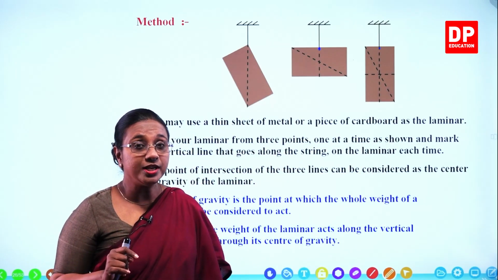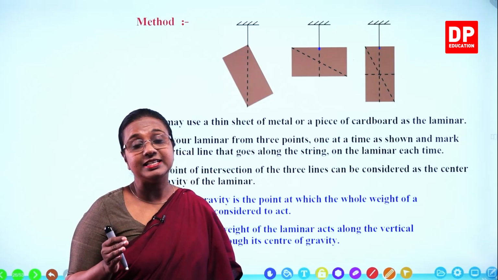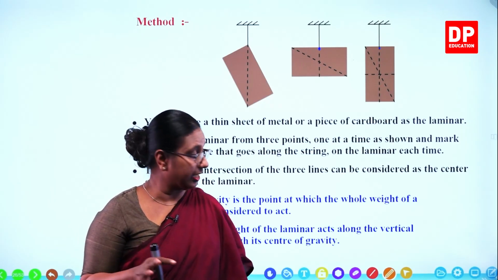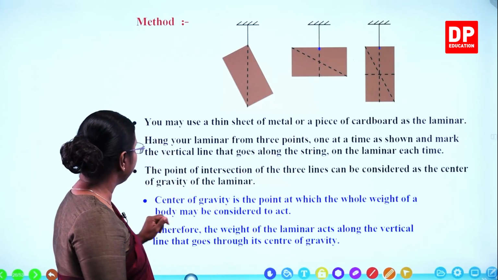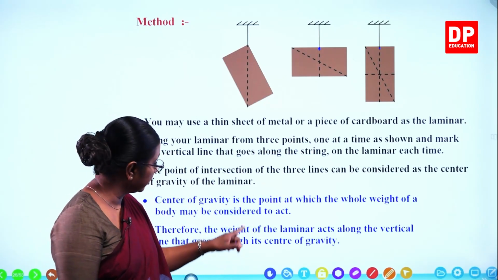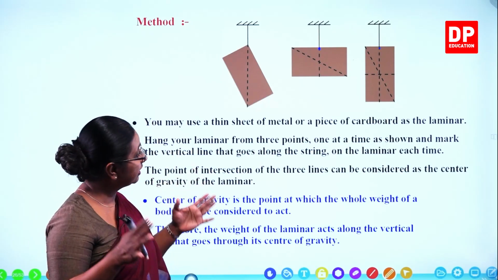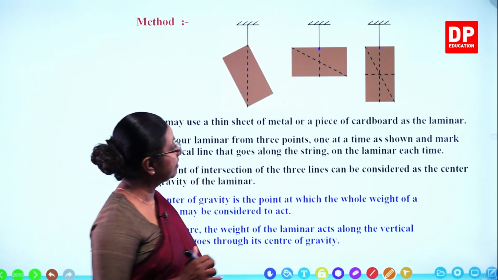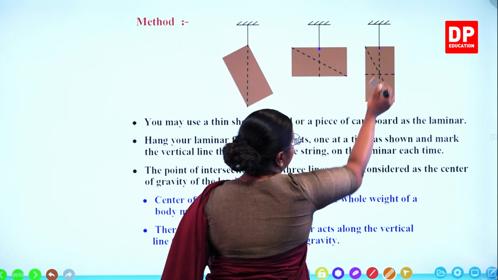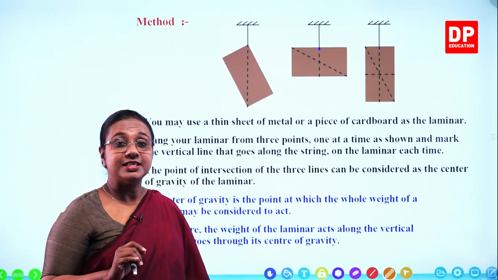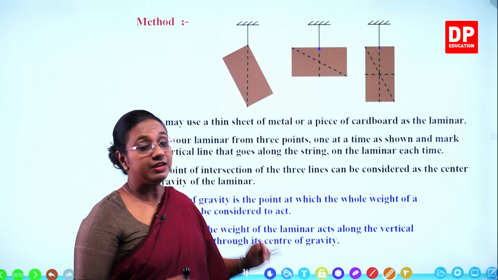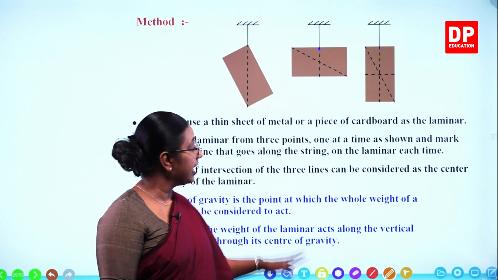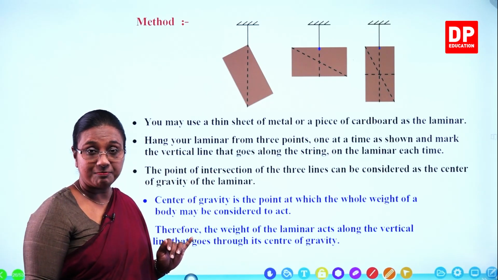And what is that point called? You are familiar with that. It is the center of gravity. So center of gravity is the point at which the whole weight of a body may be considered to act. If you take the lamina, the weight of the lamina will be concentrated or will act at this point. So that is the center of gravity. So in the first part of the activity, we find the center of gravity. I will go through the steps of that part.